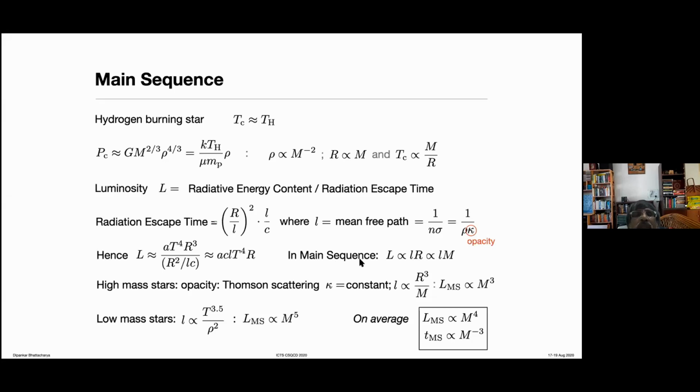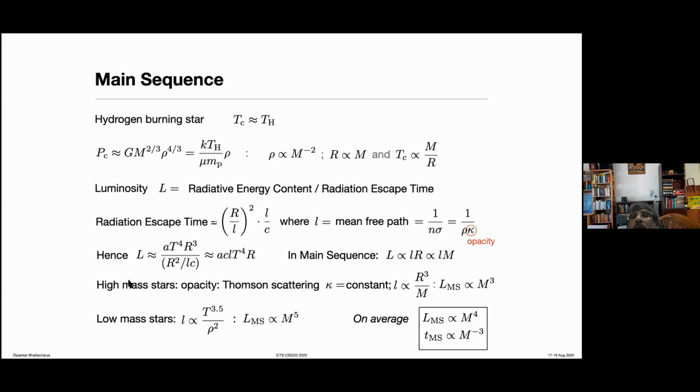So in main sequence then, luminosity will be proportional to, because of the relation between R and M, L times R. T, central temperature, is roughly the same for all stars. So it's L times R, so it's proportional to L times M.